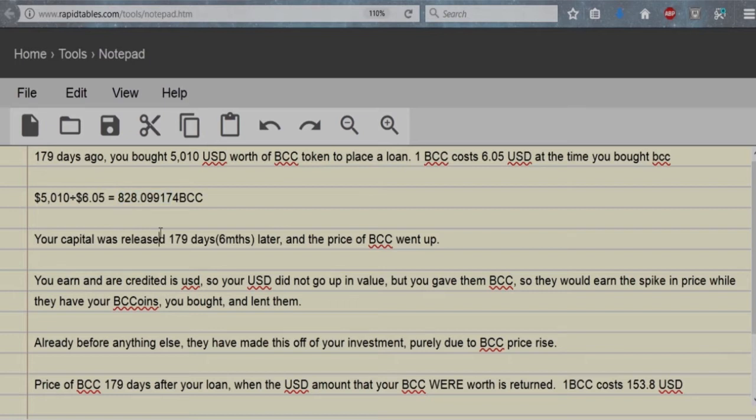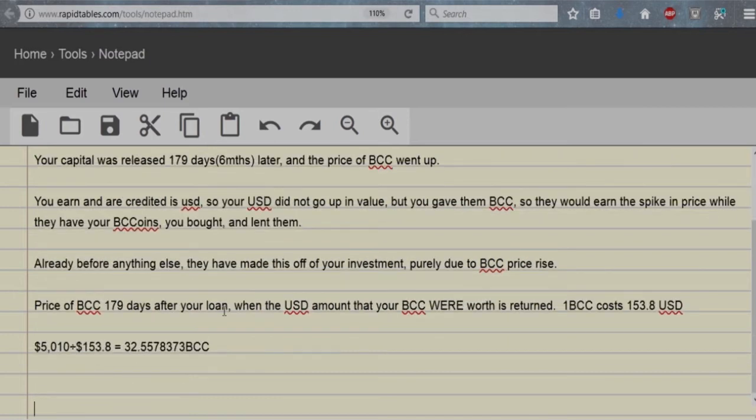Your capital was released 179 days later, and the price of Bitconnect coin went up. You earn and are credited in US dollars, so your US dollar did not go up in value, but you gave them Bitconnect coin, so they would earn the spike in price while they have your Bitconnect coins. You bought and lent them. Already before anything else, they have made this off your investment, purely due to Bitconnect prices rising.